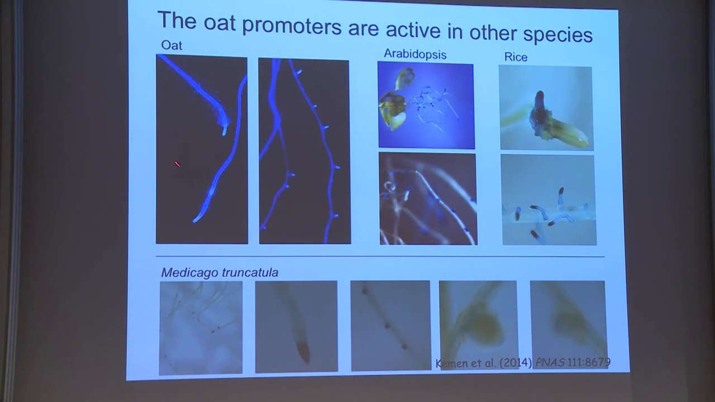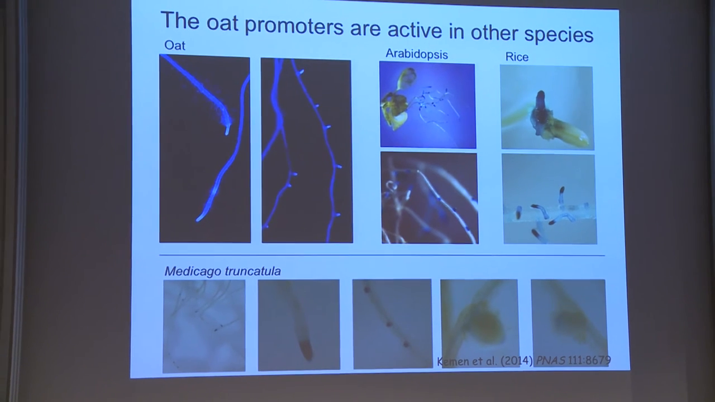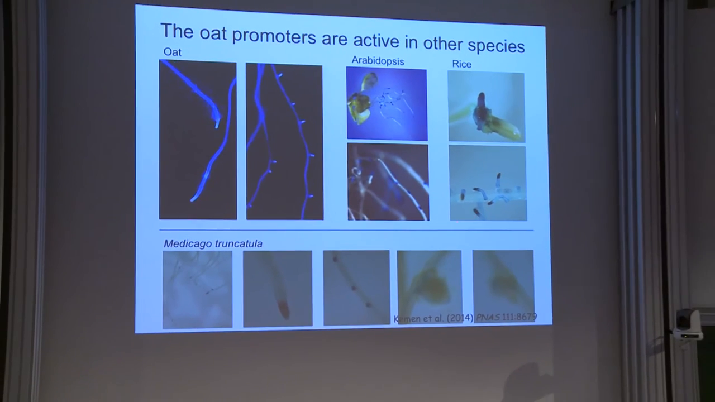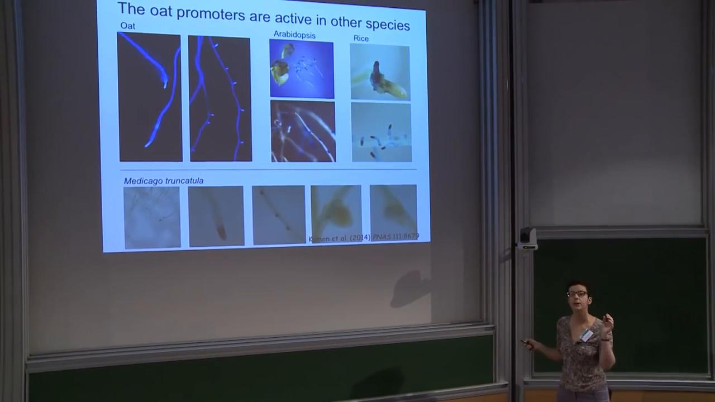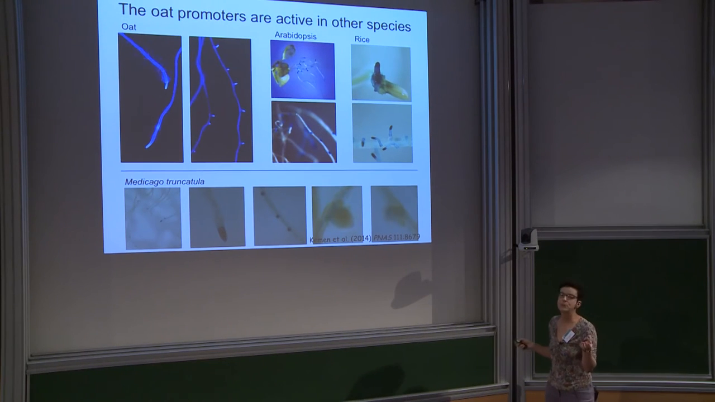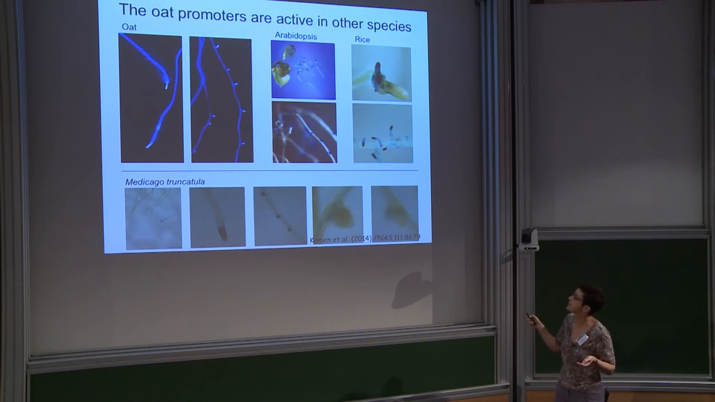So remember that this pathway has evolved recently. It's specific to oat. And so this provides a further conundrum. It looks as though the promoters for the oat cluster have somehow plugged into some sort of ancient, highly conserved root development process, which is conserved across the monocots and the dicots.